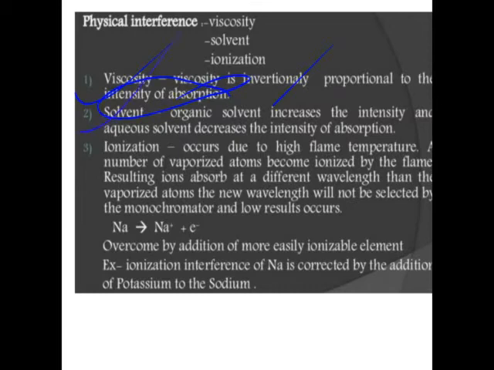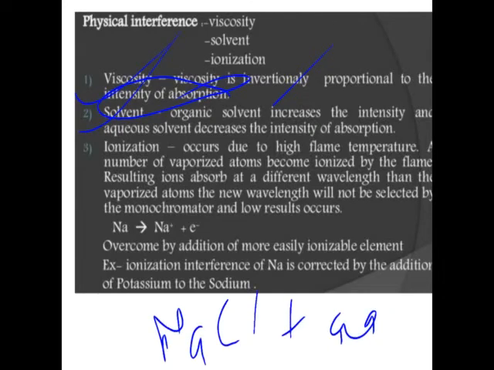Then the second one, solvent. Organic solvent increases the intensity and aqueous solvent decreases the intensity of absorption. So these solvents also interfere with the results. If organic solvents are present and do not completely undergo vaporization... Our sample, suppose it is a NaCl solution. NaCl solution means NaCl plus water. Okay, so it is an aqueous solution. When we are heating, everything aqueous vaporizes. But if traces remain in the substance, it may interfere with the result. How do they interfere? This aqueous solvent will decrease the intensity of absorption, so the reading will be changed.